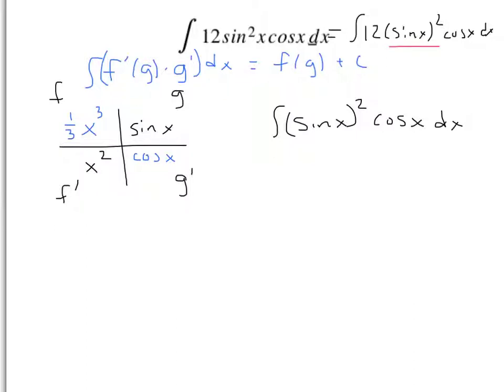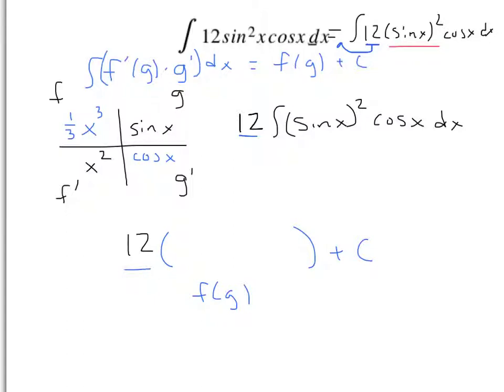So all I need to remember is that it's absolutely okay to take a constant multiplier, like that 12, and put it out in front of the integral. That's absolutely all right. If you are multiplying by a constant, it can be inside the integral or outside the integral. It doesn't matter. So to find my answer to this question, I just need to remember that the 12 here, this constant multiplier, has to be multiplied by f of g, plus some constant on the end.